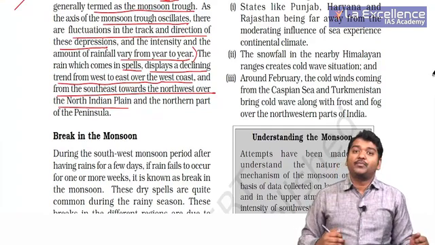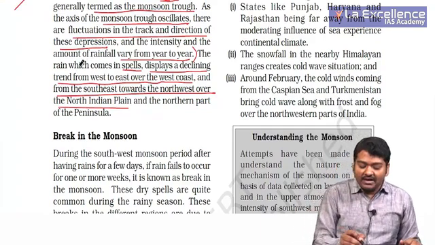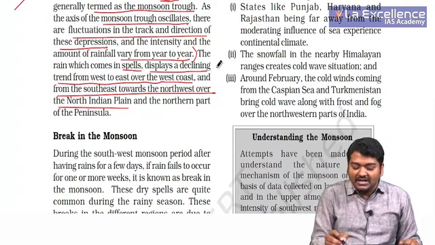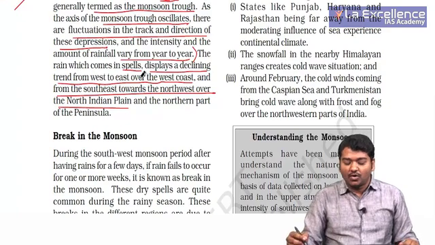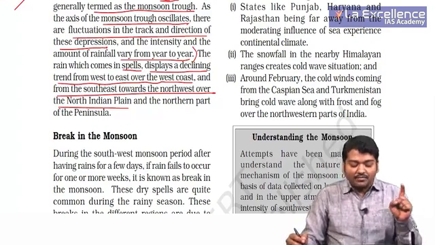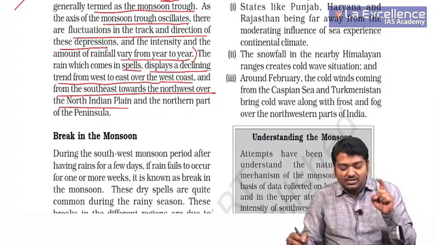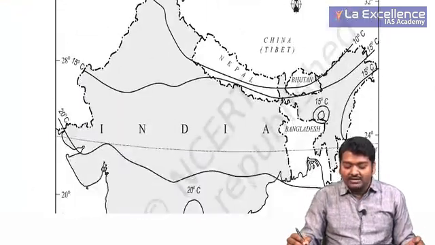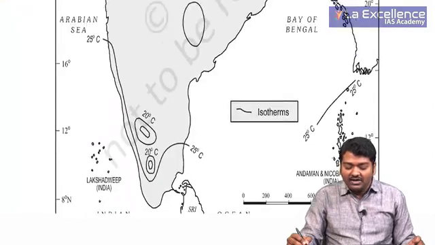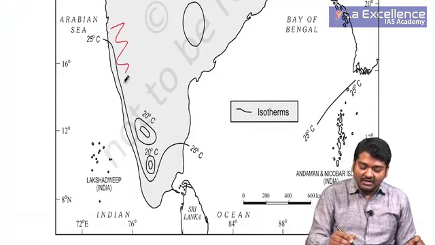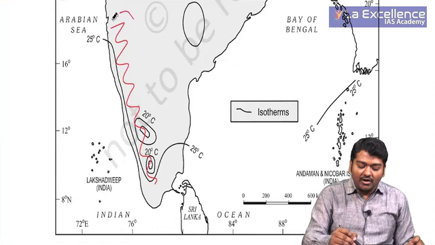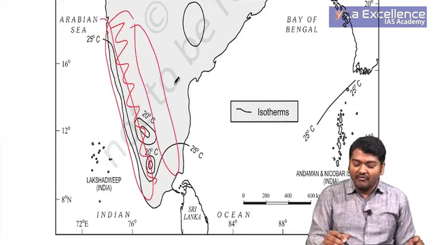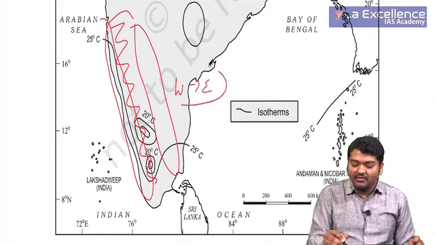The second important point which they say is the rain which comes in spells displays a declining trend from west to east over the west coast and from southeast towards northwest over the North Indian plain. So what is the meaning of this? The meaning of this is when we talk about the Western Ghats being present, rainfall will be more on the western side, and as you move it decreases. So west to east, rainfall decreases.